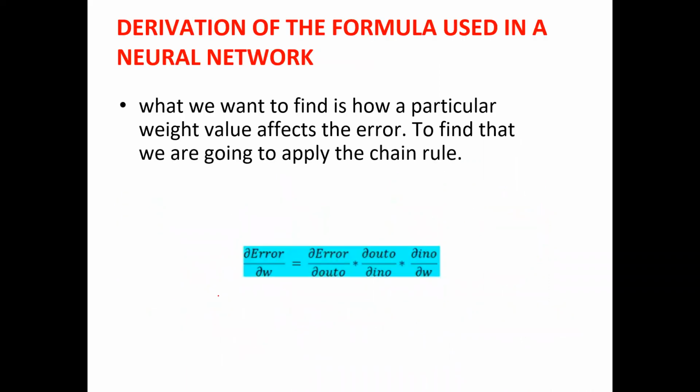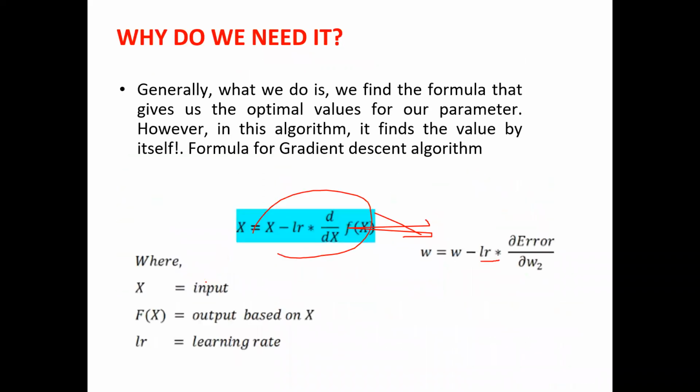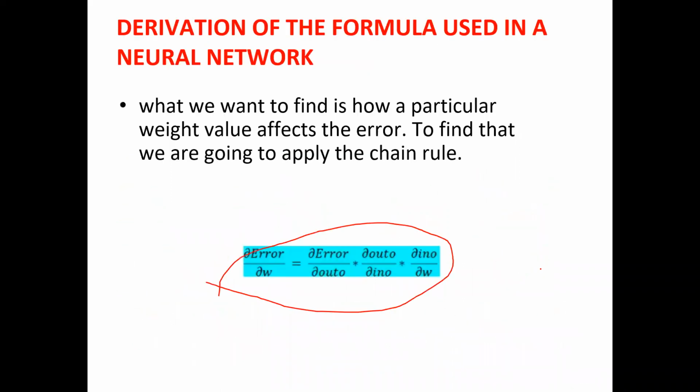Here this is the chain rule in the gradient descent algorithm, the term called ∂error/∂w2. If you look at the error formula, there is no direct relationship between the error and the weight. That's why we are using the chain rule: ∂error/∂output, ∂output/∂input, and ∂input/∂weight.